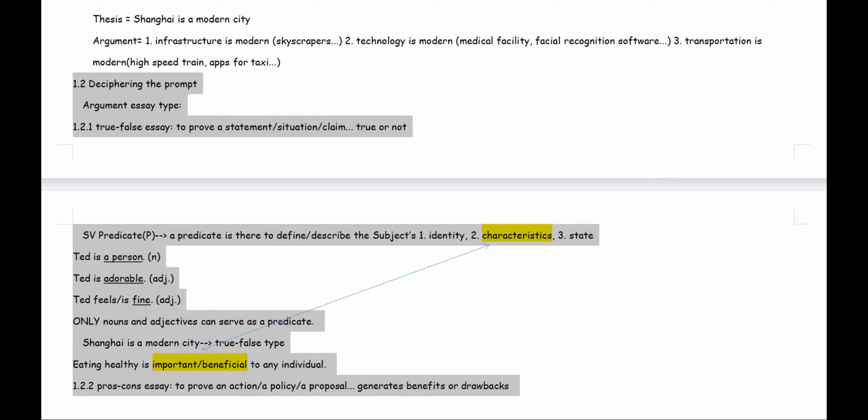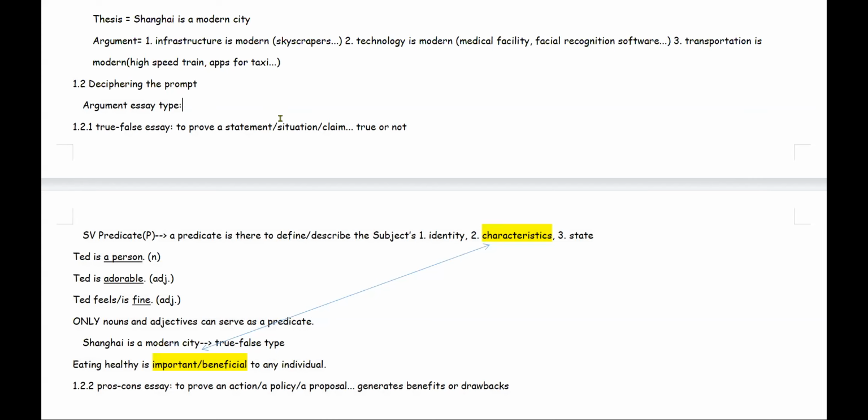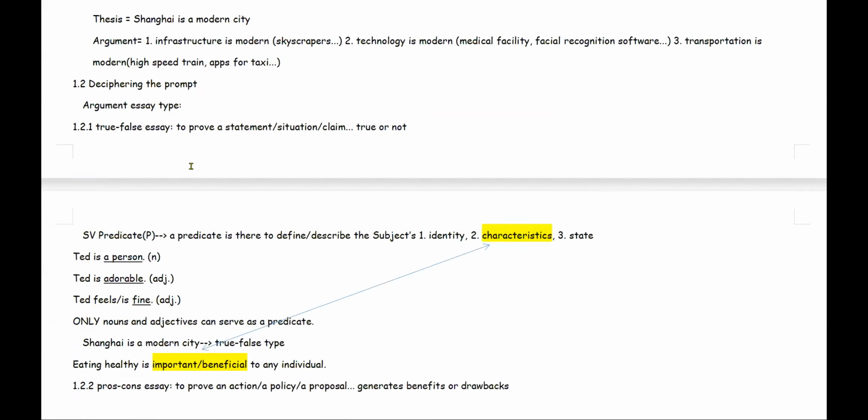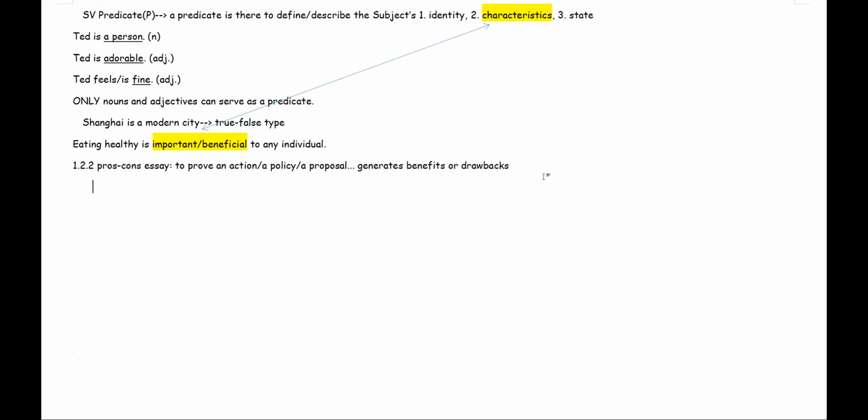All right. So now we know how to decipher the prompt. We are already halfway there for the argument essay. But next, the problem is, oh my God, I can come up with the first argument, but when it comes to the second one, I may need a minute. And the third one, I know it's somewhere. So today we're going to talk about a system. We can easily come up with 3 arguments, no problem. So, where is it? This one, brainstorm your argument. All right, let's go.